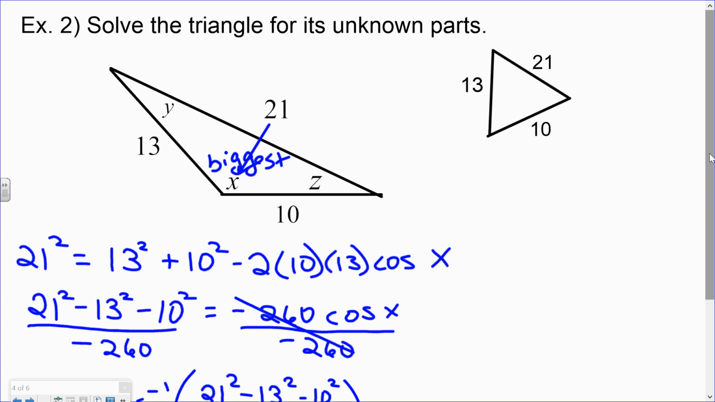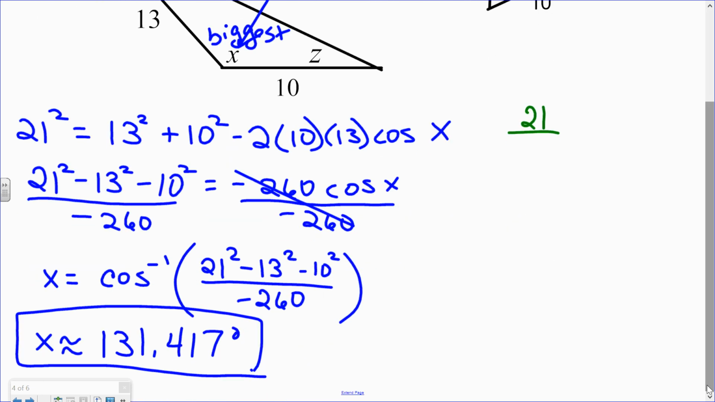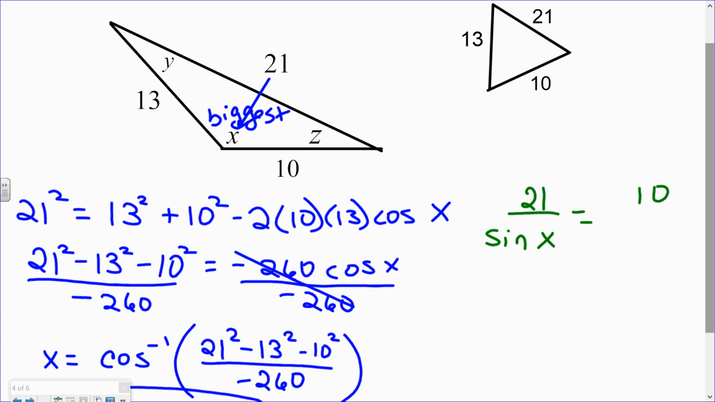But in all honesty, I'd rather work with a 10 than a 13 for some of my multiplying. So now I know that x, let's store that x before we go any farther, before we get anything else on the calculator screen, because I need to take 21 over the sine of x. And that's going to equal another side, and I said I'm going to use 10 over the sine of y. X is stored. It's a number that I know. So that means 10 times the sine of x is 21 times the sine of y.